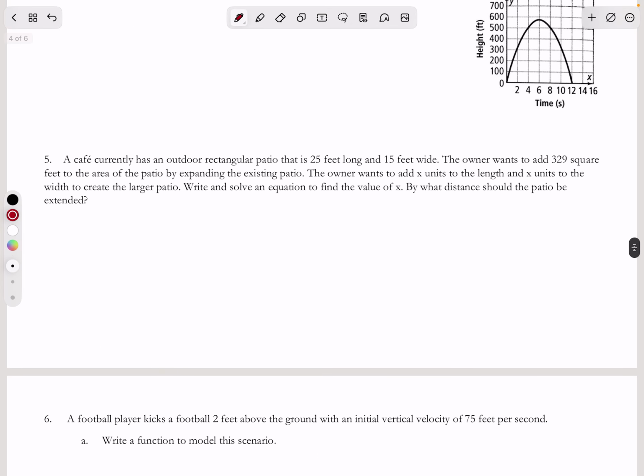All right. Number 5, we have a cafe that currently has a patio whose dimensions are 25 by 15. Let me do that a little bigger, by the way.